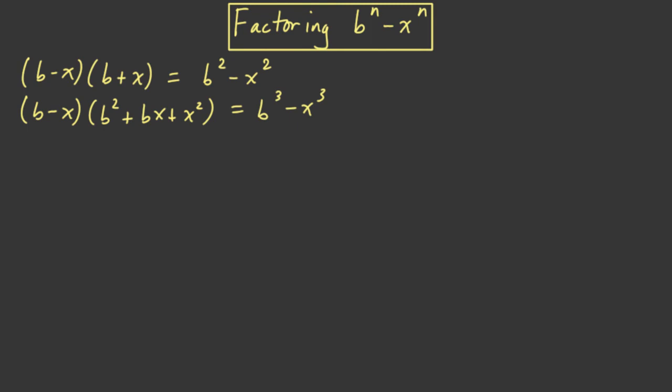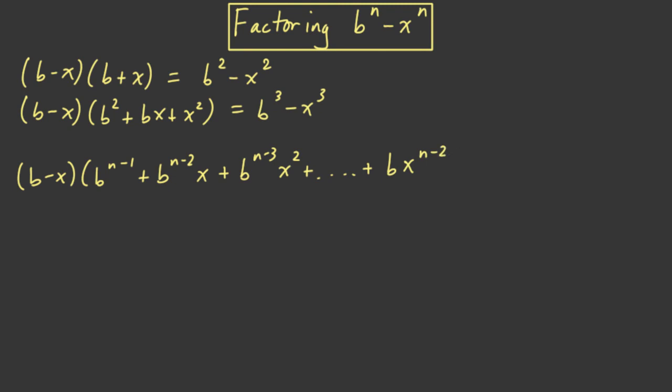For the difference of nth powers, we're just going to continue this pattern. So I claim that b to the n minus x to the n will factor as we're going to have this b minus x term, and then as the second factor, we'll have b to the n minus 1 plus b to the n minus 2 times x plus b to the n minus 3 times x squared plus etc., plus b times x to the n minus 2, and then finally x to the n minus 1.